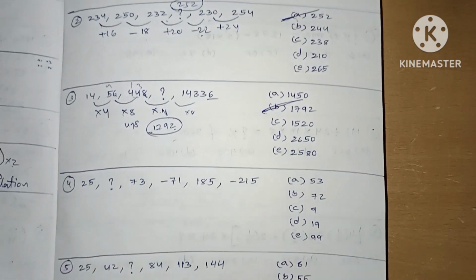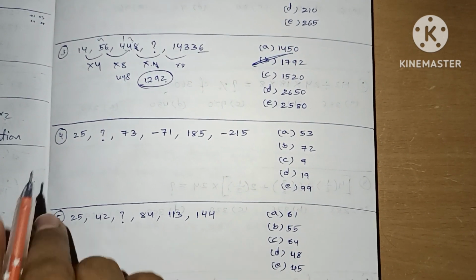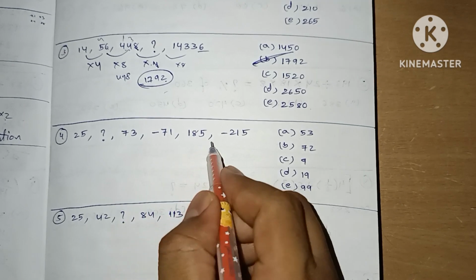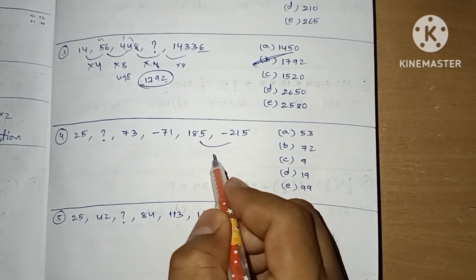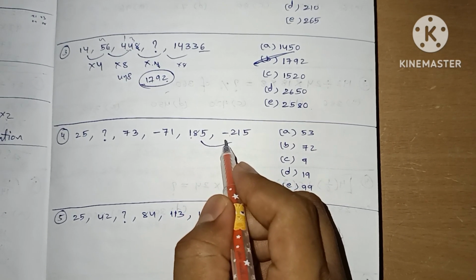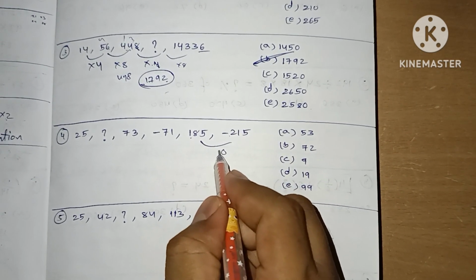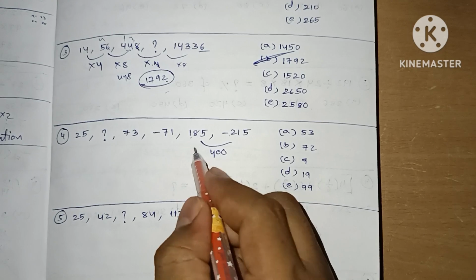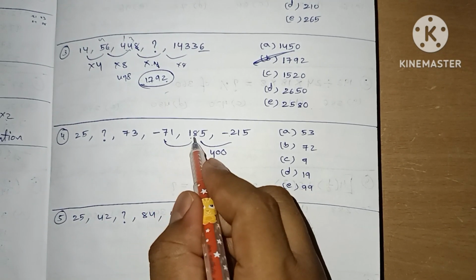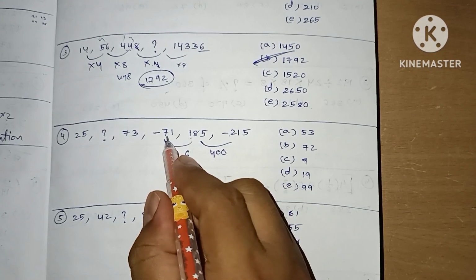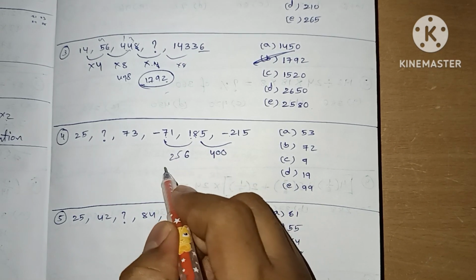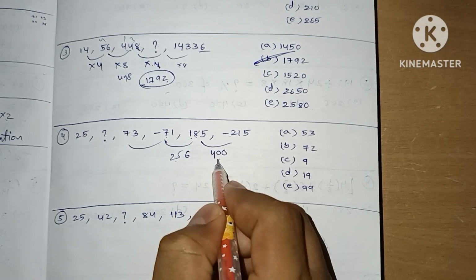Next, fourth question. In this question, we see a difference here is positive and negative, means the difference between these two is the sum of these two, which is 0 and 400. So difference between these two is 400. Here the difference between these two is sum of these two, 6 and 7 plus 8. 7 plus 8, 256. So these are the square numbers.